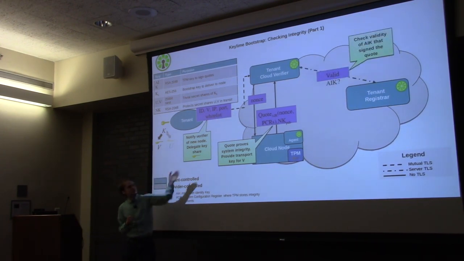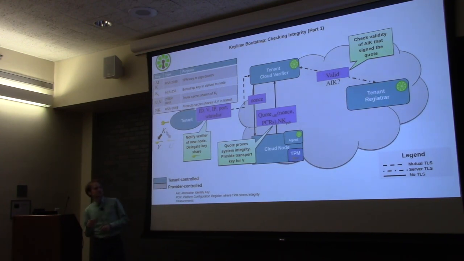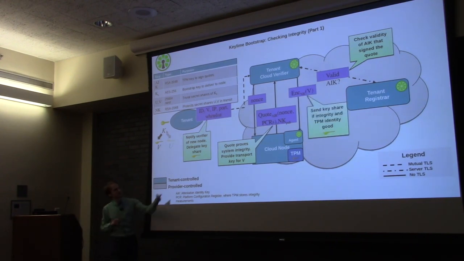And after this, the verifier is going to check with the registrar to make sure the AIK is trustworthy. Because again, we can't necessarily trust the AIK. It's not rooted in trust in the TPM itself. And if everything looks good, it will encrypt the V half of the key and then send it over to the cloud node, who can then, of course, decrypt it and get that half of the key.